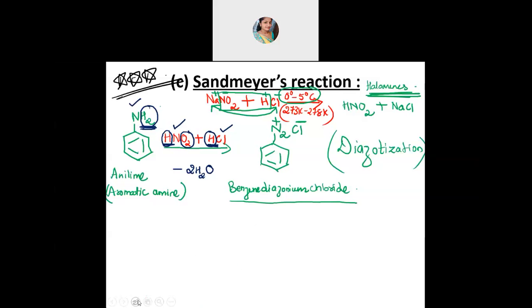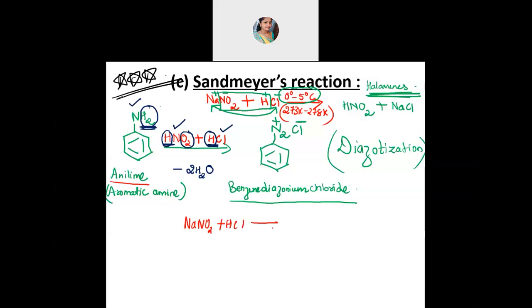Sandmeyer reaction. Sandmeyer reaction is where Sandmeyer has taken aromatic amine for preparation. Okay, aromatic amine is taken. I said aniline is the compound which he has taken here. Aniline is benzene ring with NH2 group. Okay, and that aniline is made to react with sodium nitrite and HCl. These two things are made to react first. Okay, NaNO2 and HCl are made to react first.